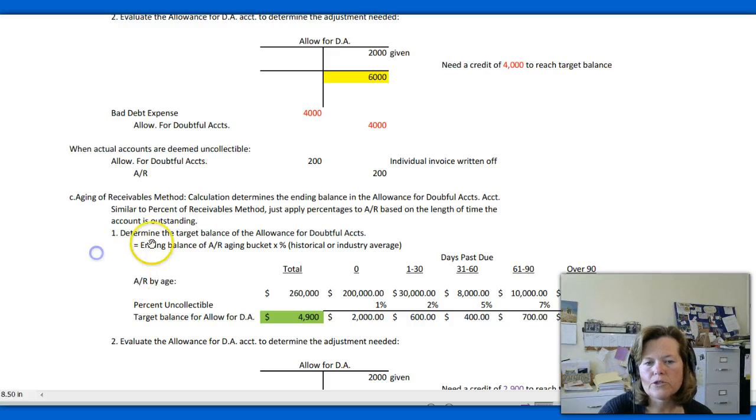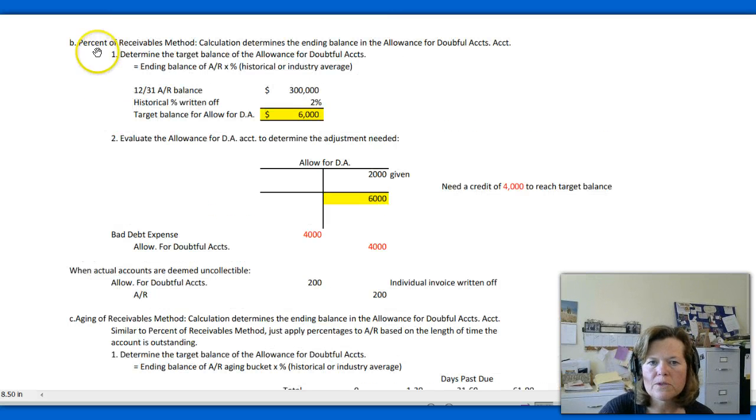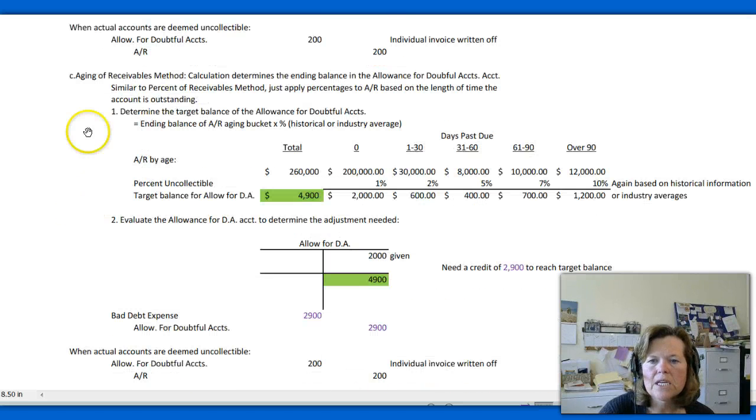Another way to calculate the allowance is by the aging of receivables method. This calculation determines the ending balance in the allowance for doubtful accounts. So it's similar to the percent of receivables method we used, it's just a little more detailed. And what we're doing is we're applying the percentages to AR based on the length of time the account is outstanding. So like before, we're going to determine the target balance of the allowance for doubtful accounts.